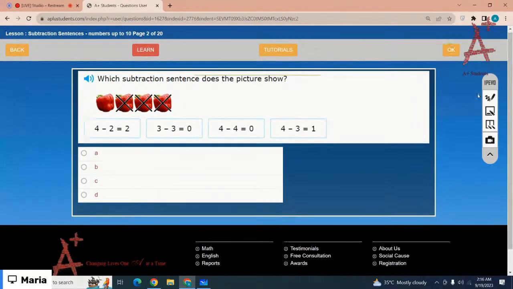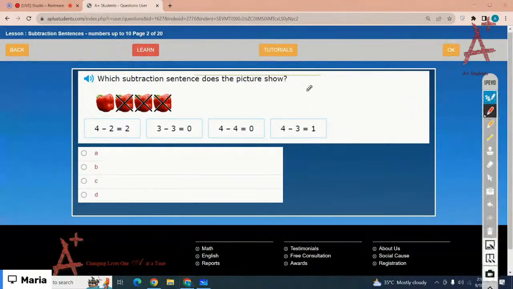four bill papers, right? And then you have to count the ones that are crossed. So how many of them are crossed? One, two, three are crossed, and you are left with just one that is without the cross. So 4 take away 3 equals 1, right? Option number, that's the last one, right? That means D is the correct option.